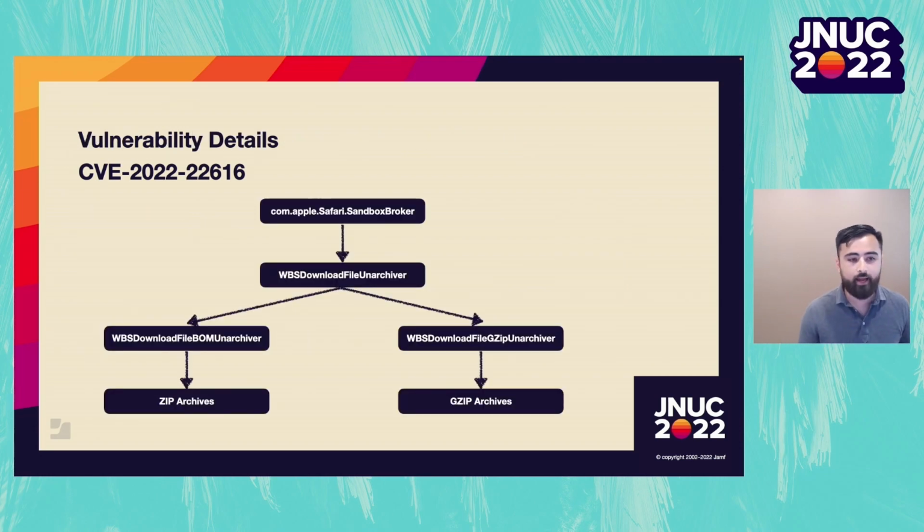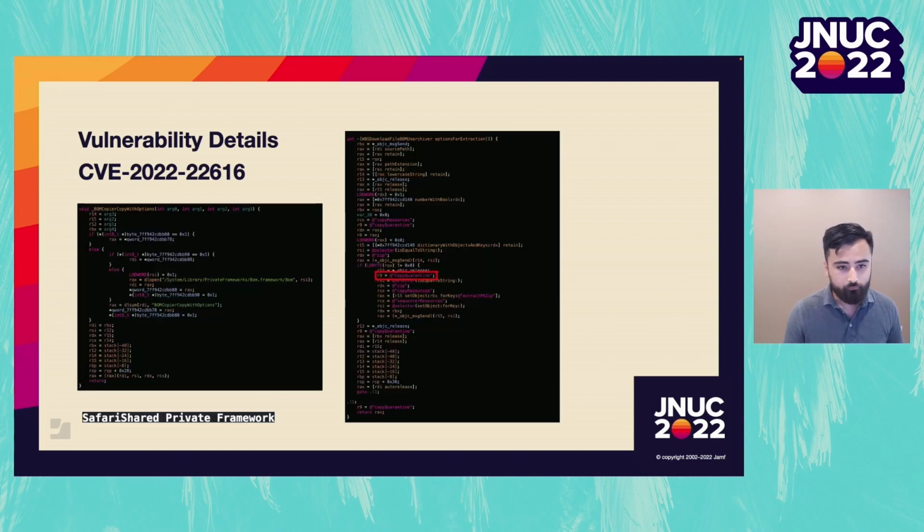So what that looks like is that the Apple Safari sandbox worker process is actually responsible for extracting the archive, rewriting it, and applying the quarantine attribute. It contains a class called WBSDownloadFileBOMArchiver, containing two essential functions: download file BOM archiver and download file gzip archiver. One, of course, is for zip archives, the other is for gzip. We'll focus first on the BOM archiver, and then we'll get into the gzip.